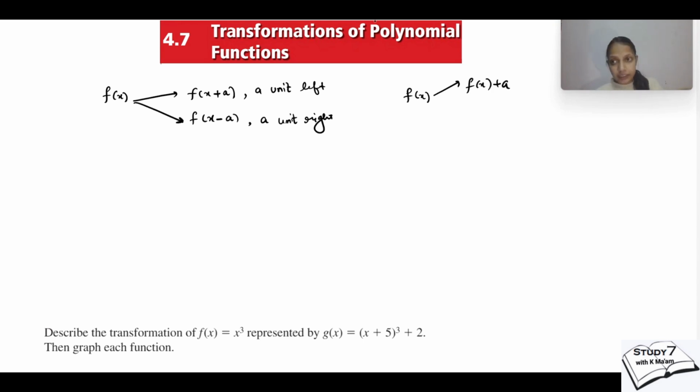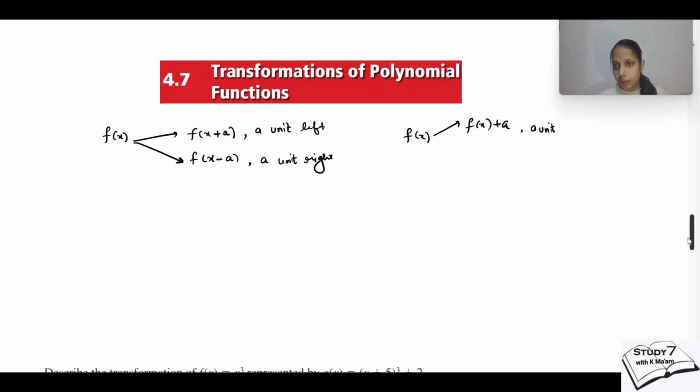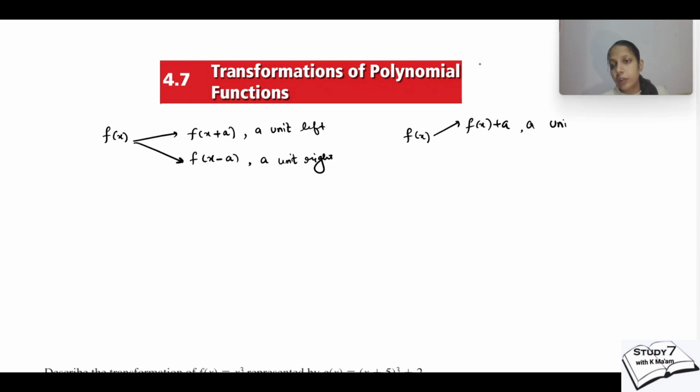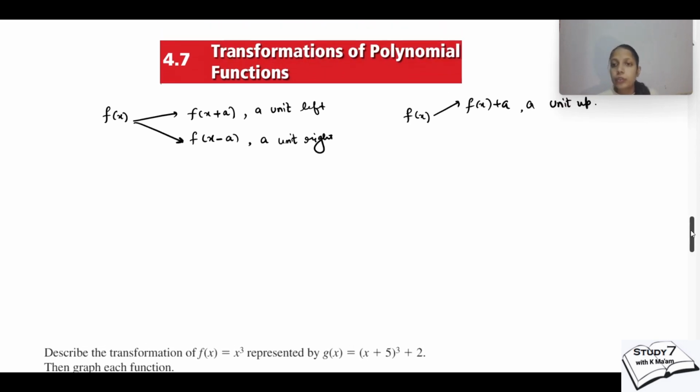A is outside the function. Then I will say it's a units up. Here for down, f(x) is changed to f(x) - a. Then it's a units down.